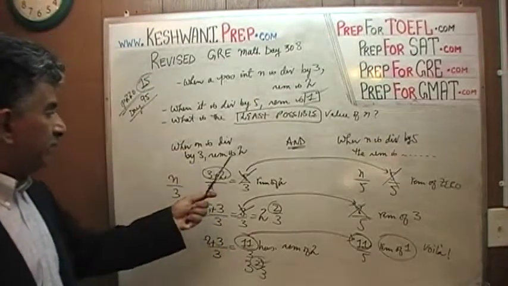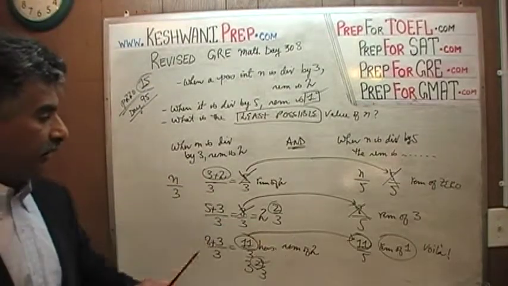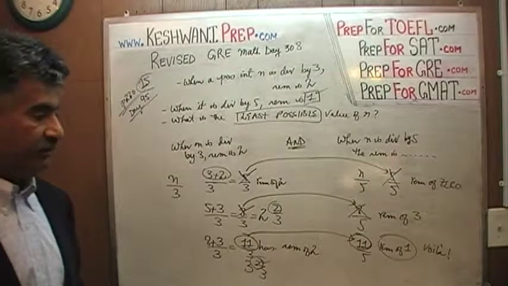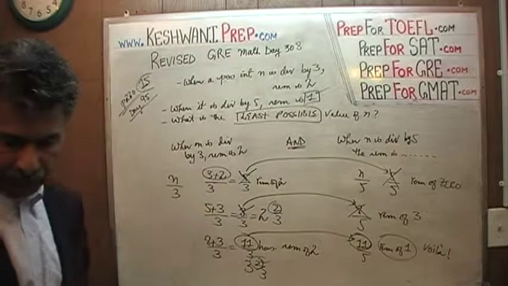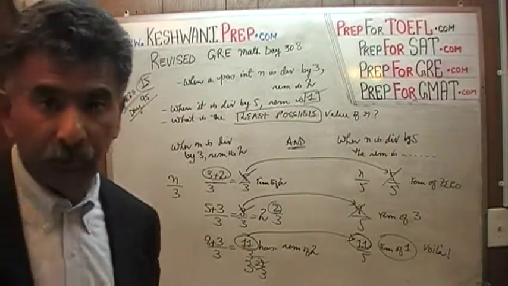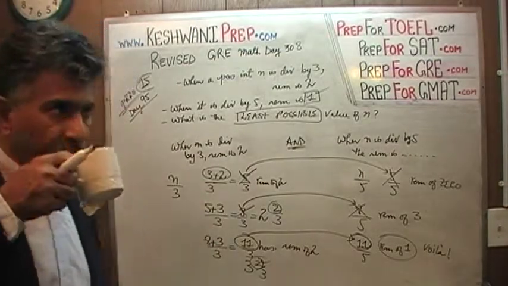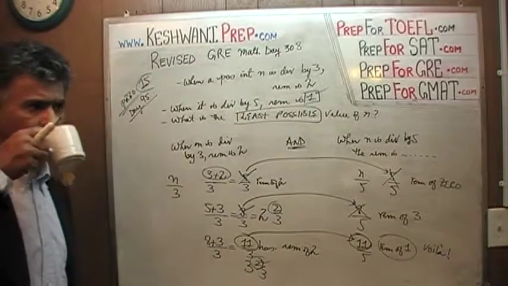When you divide by 3, it has a remainder of 2. When you divide it by 5, it has a remainder of 1. But we want the smallest one we found. The smallest one is 11. That's all. You want to do one more? Let's do one more, shall we?